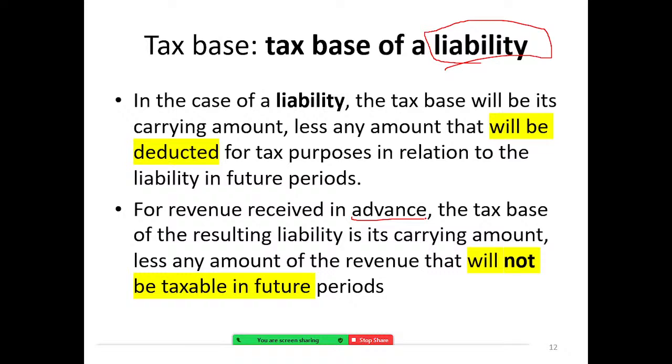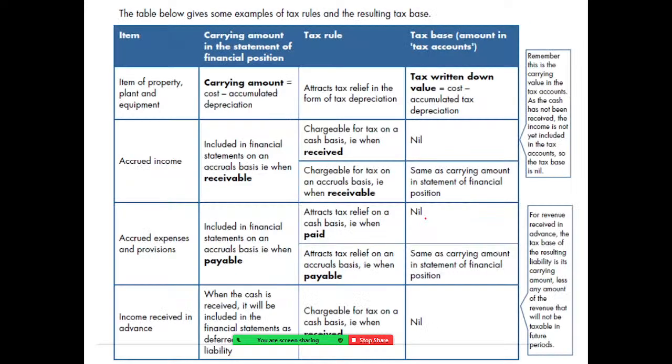Right? You may be confused about it. So when you look at this slide, all of your confusions will go away. I think so. I hope so. Right? Here there are some items. First, property, plant and equipment. So what's the carrying amount? The carrying amount in the statement of financial position is very simple, very straightforward. Carrying amount equals cost minus accumulated depreciation.